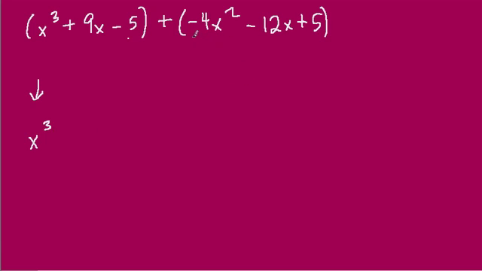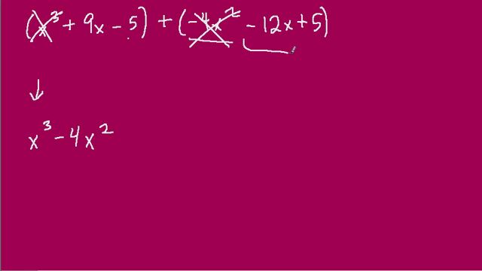Next I have a minus 4x squared over here. So the x to the third, we're done with that one. Minus 4x squared is the next like term. It's all by itself, so I'm going to subtract 4x squareds. There are no other x squareds in this problem.